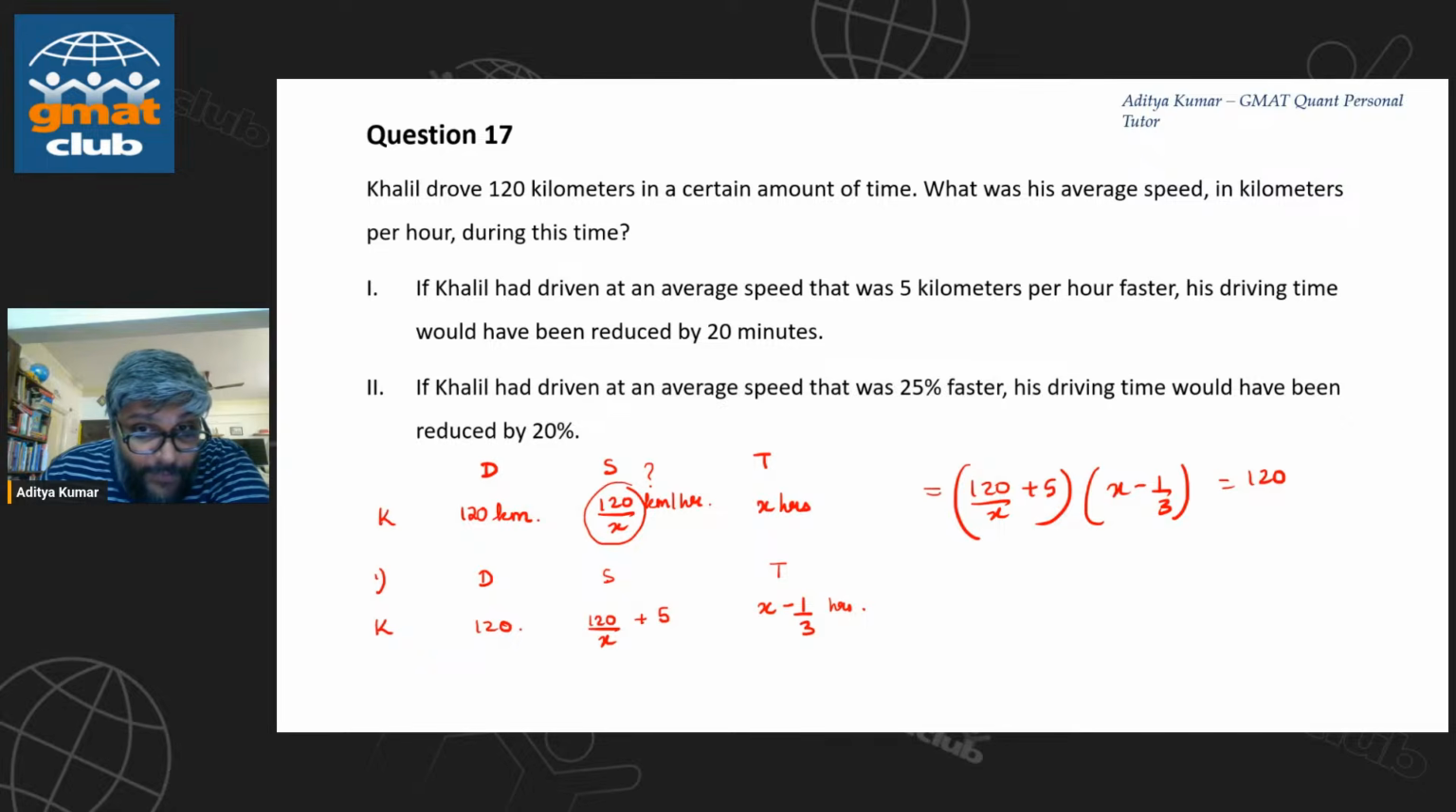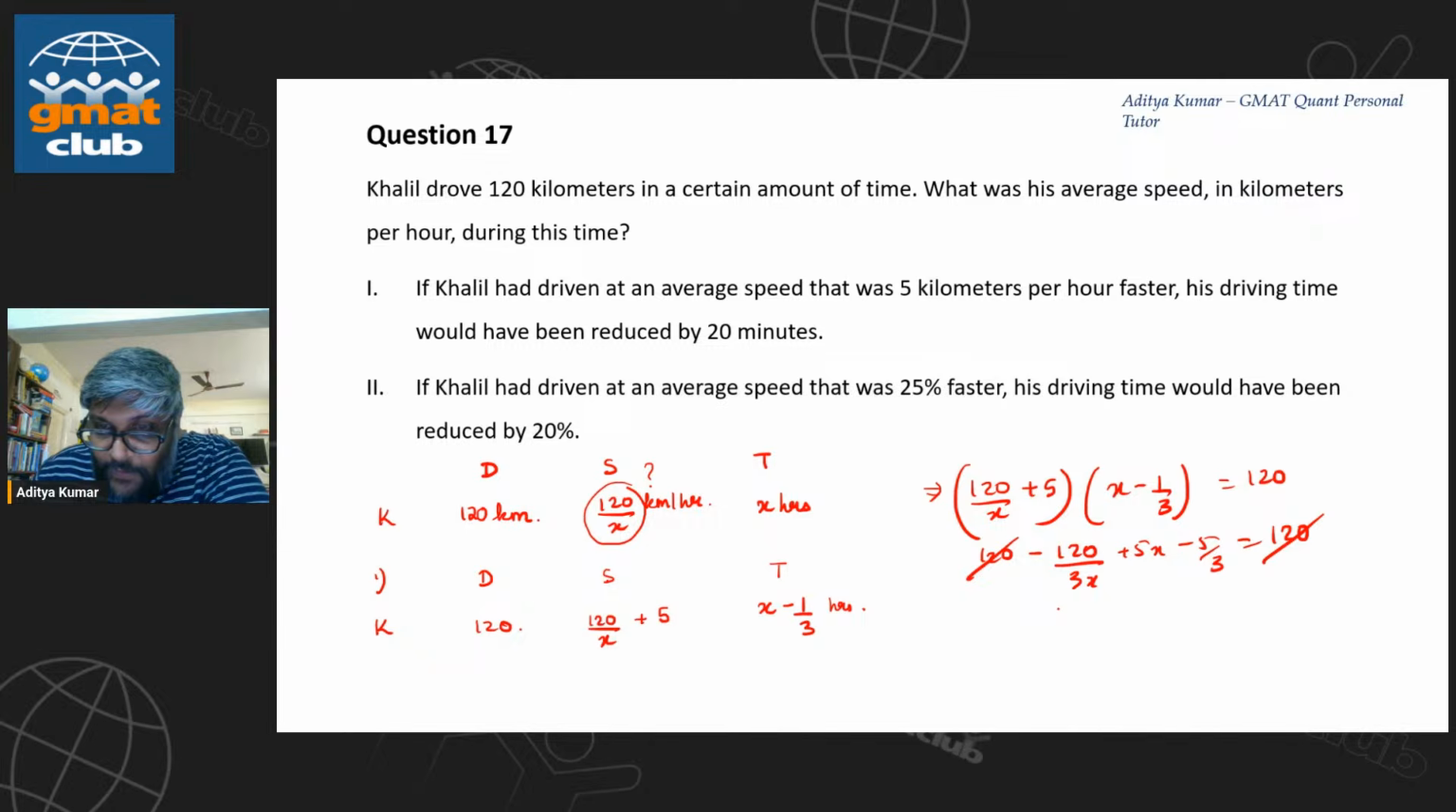Now I would not stop here and say I have one variable and one equation, I can solve for it. No, I don't know, right? The variable may get cancelled out. I don't know what to do with it. So it's better for me to open it up and work. So I have 120x times x, that will be 120 minus 120 by 3x plus 5x minus 5 by 3 is equal to 120. This goes. So I have 5 by 3 is equal to 5x minus 120 by 3x.